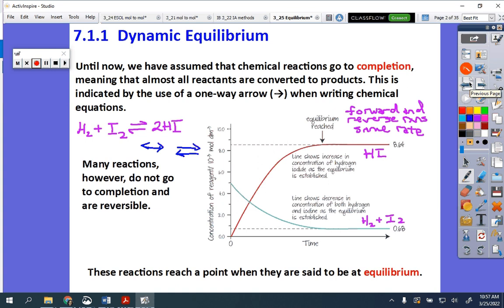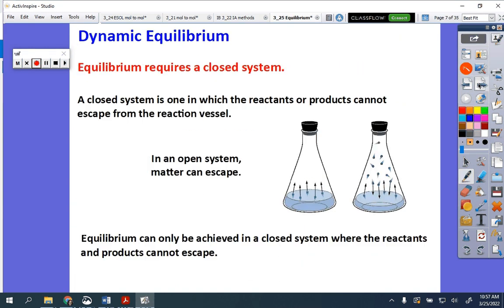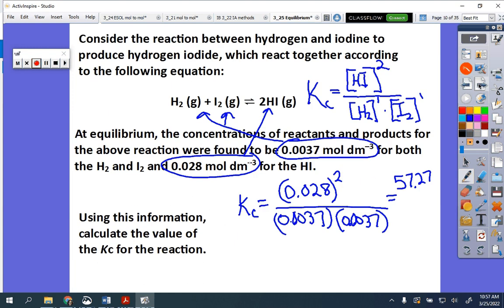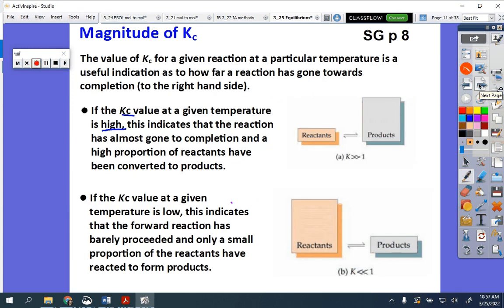where we've almost converted all of our reactants. We don't have very much left. We've converted a lot into our products. That would be a high Kc. And then if the Kc is low, significantly less than 1, that indicates that the forward reaction isn't going anywhere, and the reverse reaction is dominant under these conditions.